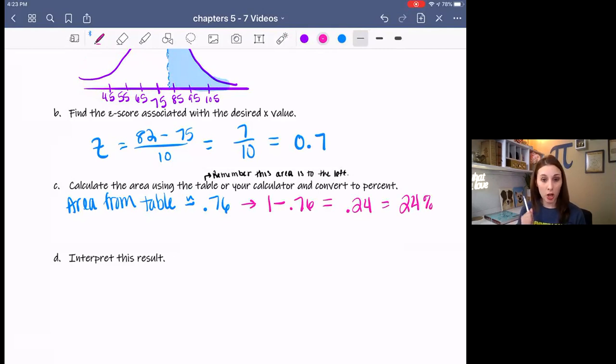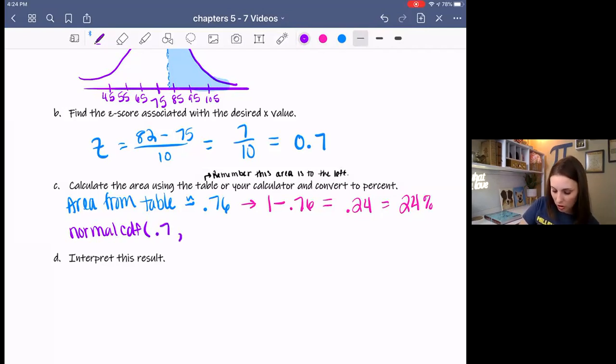So if you're not using your calculator, you prefer to use the tables from your textbook, that's what you have to do. If you use your calculator, you'll go to second vars, which is distribution, and then you're going to go to the second option. On mine, it's the second option. It's normal CDF. And whenever you're using your calculator, you're telling where the range is. So in this case, our range is from 0.7 to infinity.